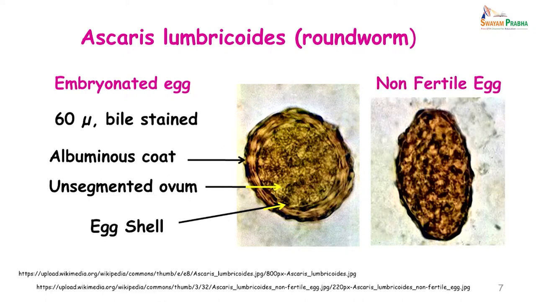A non-fertile egg appears like this. It is elongated and you cannot differentiate the eggshell, the albuminous coat and the unsegmented ovum. Now, a non-fertile egg you would find in a person who has got infected with an egg which has hatched into a female, and there is no male over there to fertilize the female.